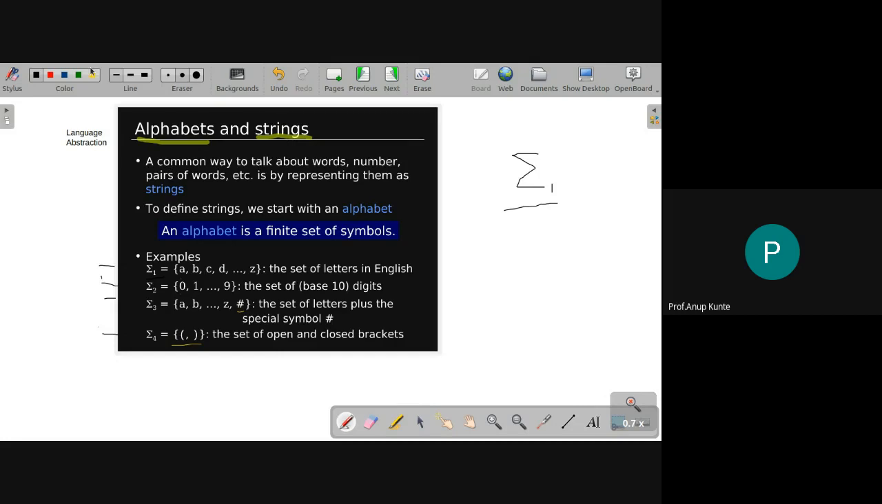Now that we know what we mean by alphabet, the next level to go and understand language abstraction is to understand what a string is. Now if I have multiple symbols, say one symbol is S1 and the other symbol is S2, I can do an operation called the concatenation operation, which is represented in this particular terminology.